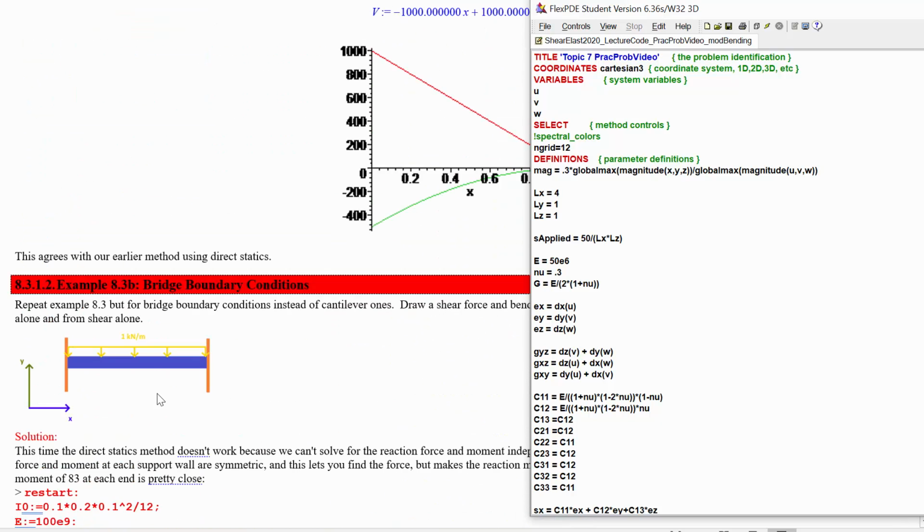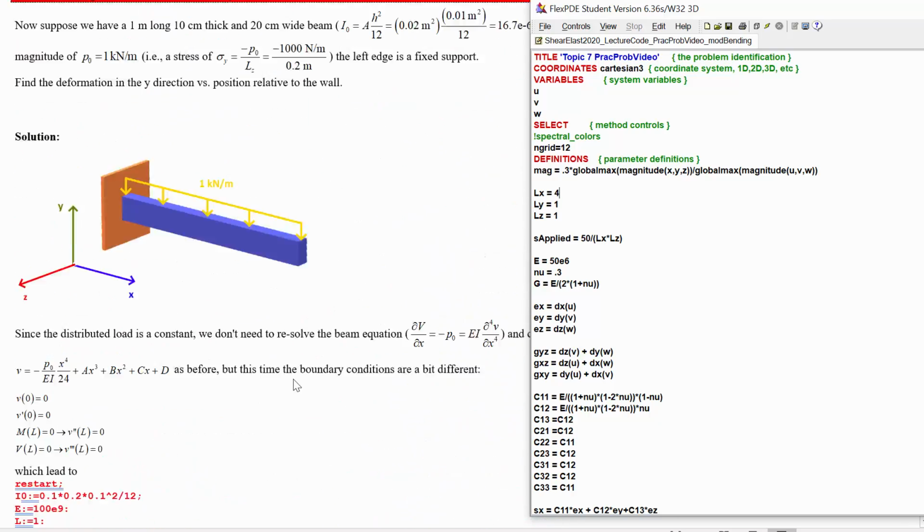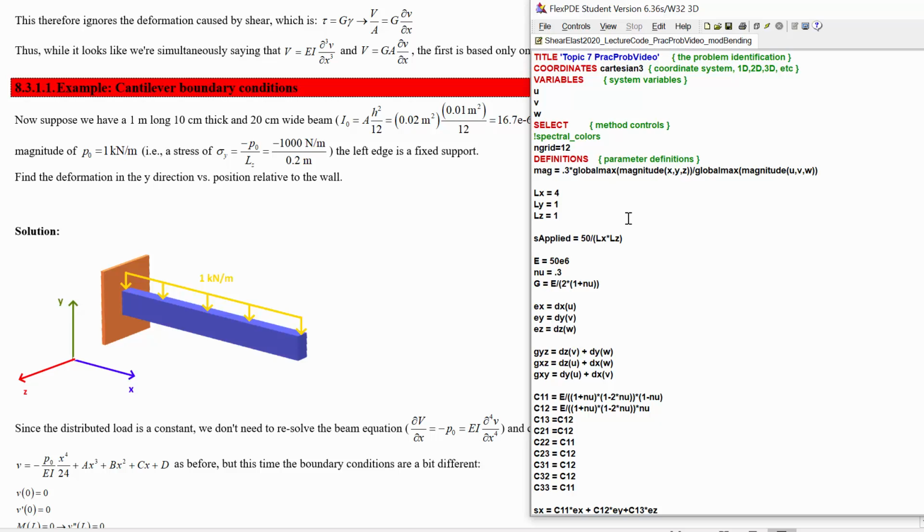So let's take this past thing here, this bridge boundary condition problem, which had the parameters set up here, and then set it up. Let's make it long in X by 1 meter. We're going to make it 10 centimeters thick in Y and 20 centimeters wide in Z. Then I guess we can give it a new name, topic 8, example EG 8411 video. And let's see then, what else do we need?